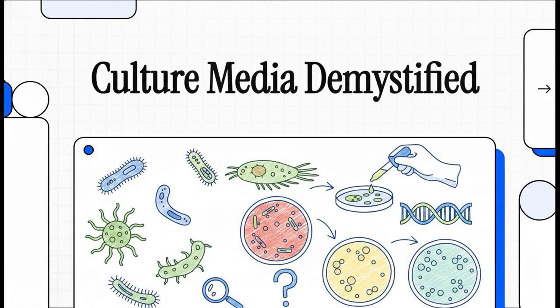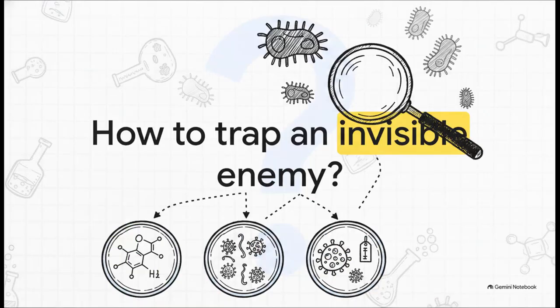We're going to explore the absolutely fascinating world of culture media, which is essentially the process of creating highly specific menus to force microscopic culprits out of hiding. Let's get right into it. So how do you trap an enemy you can't even see? It's a pretty incredible puzzle, right?